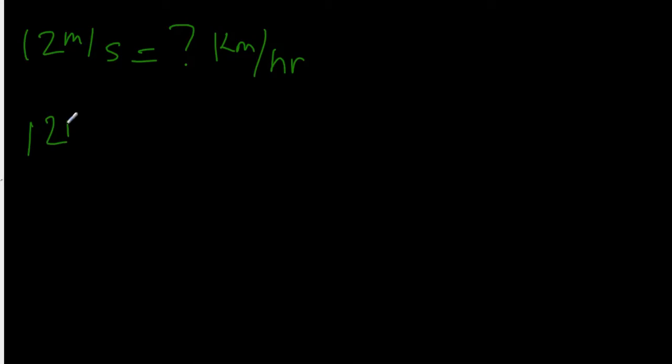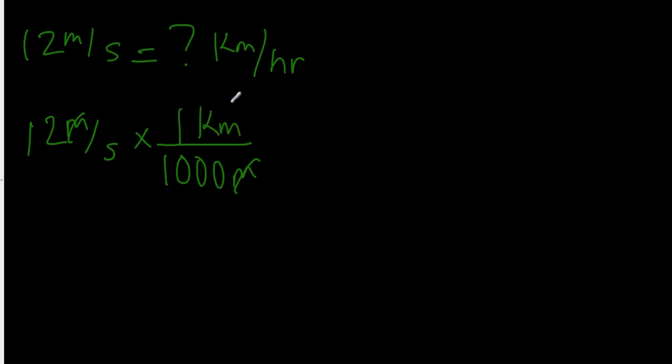So I go 12 meters per second. I'm going to multiply that by my first unit. Now I hopefully know that there are 1,000 meters in a kilometer, and I have to put my 1,000 meters on the bottom of this fraction bar again. So that and that both cancel off, and I have 1 kilometer left. Now that's a good thing. I have kilometers per second now. And what I need to do is convert this one.